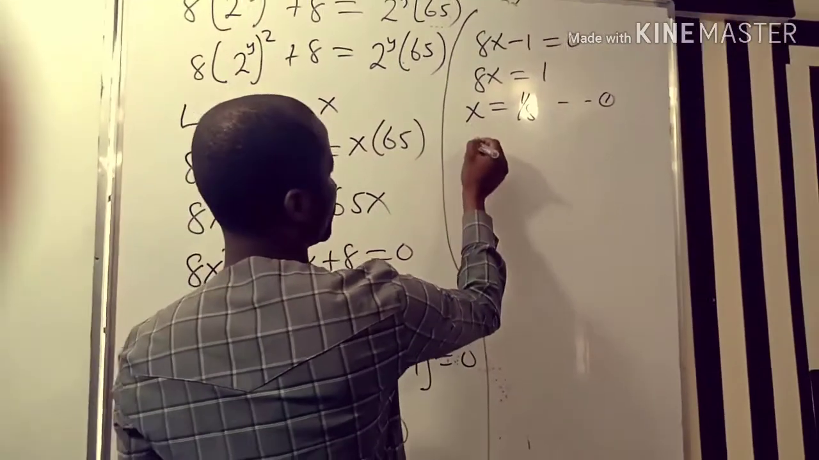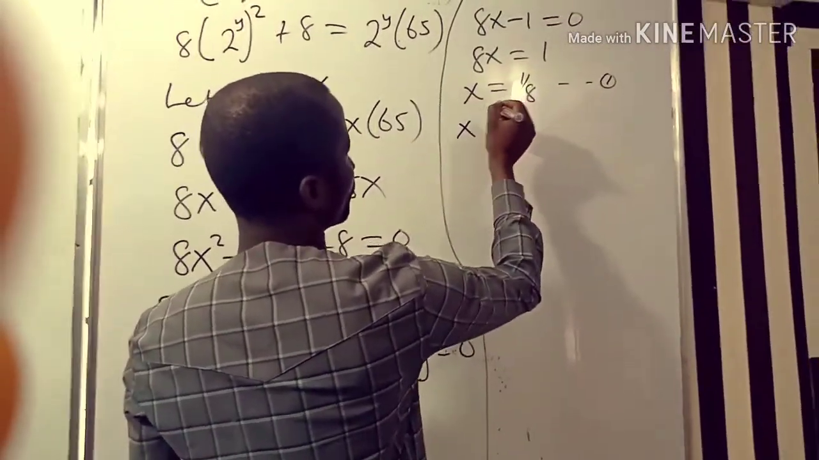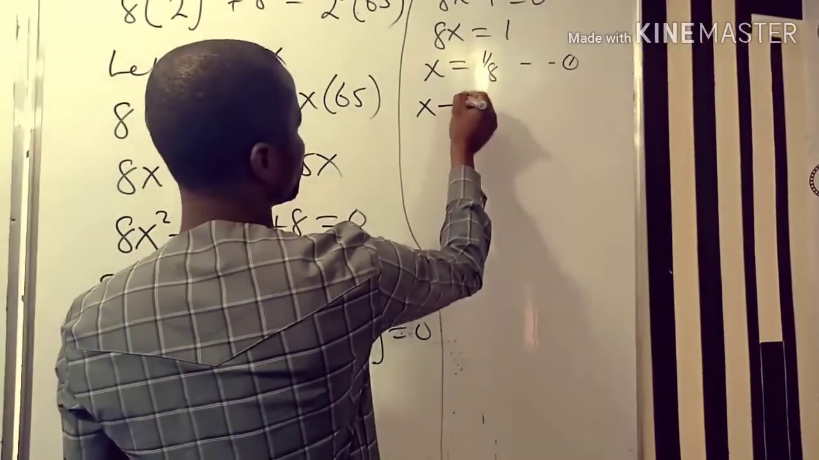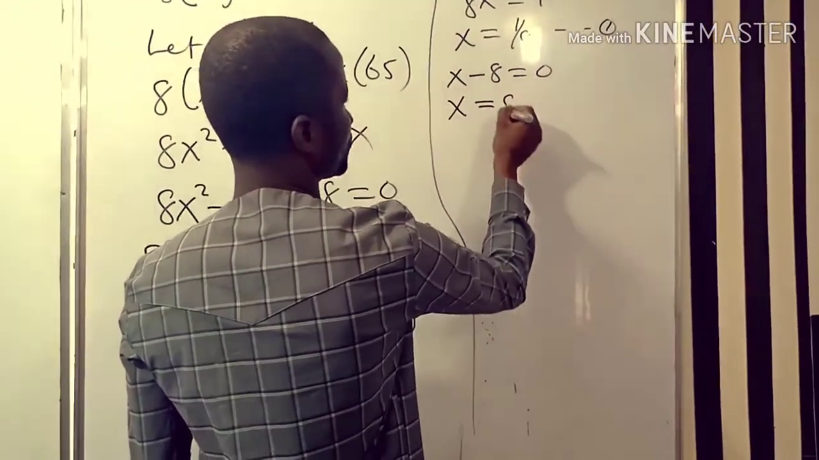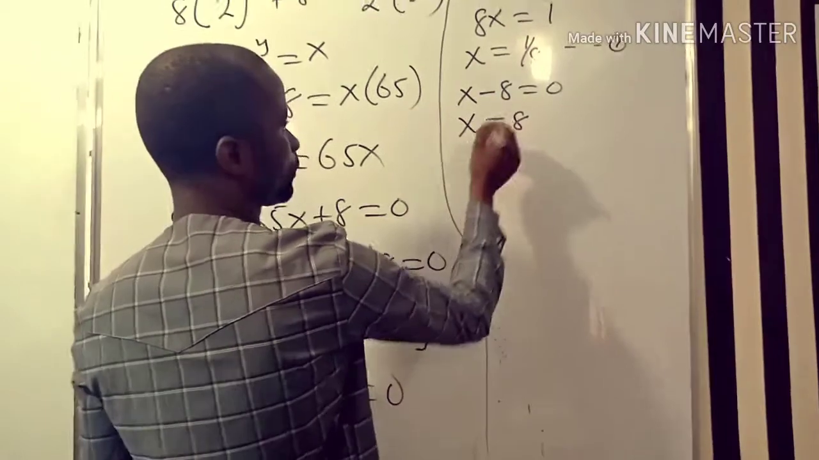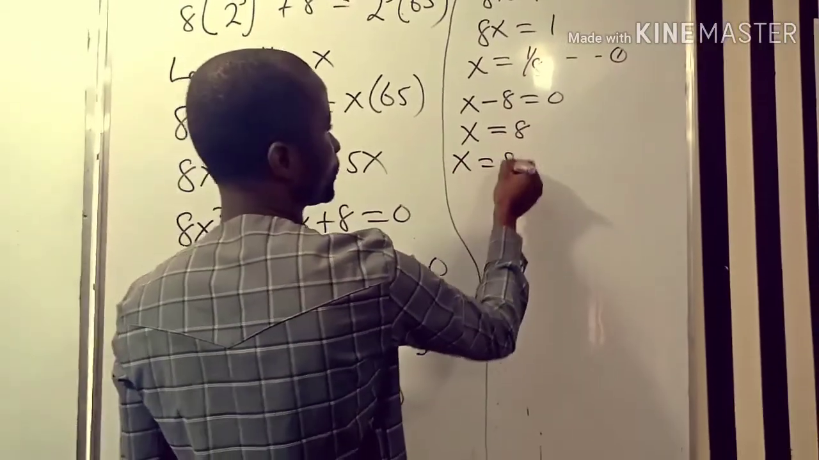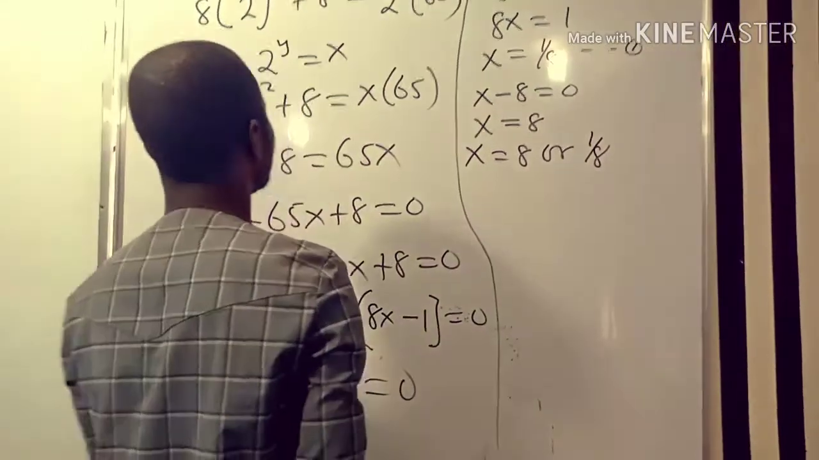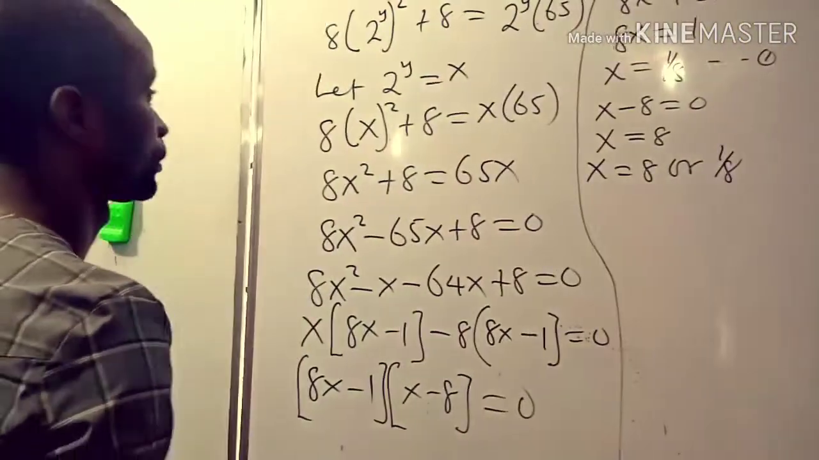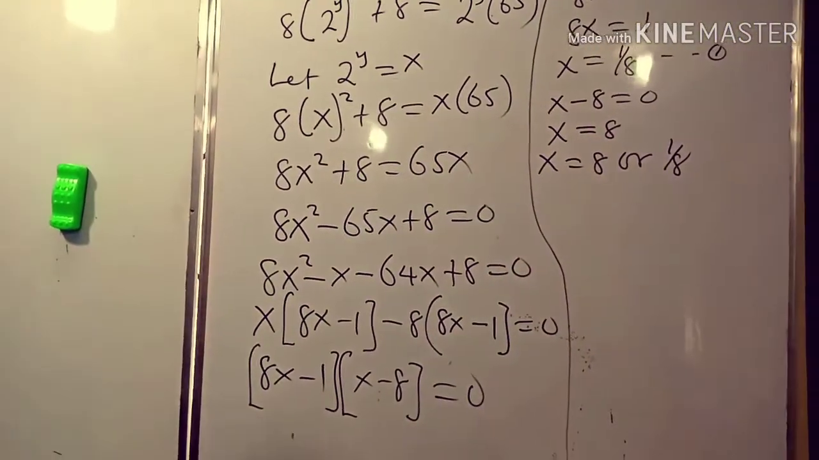We have x - 8 = 0. x now is equal to what? 8. Therefore, the value of x now is equal to 8 or 1/8. Now the value of x is equal to 8 or 1/8.